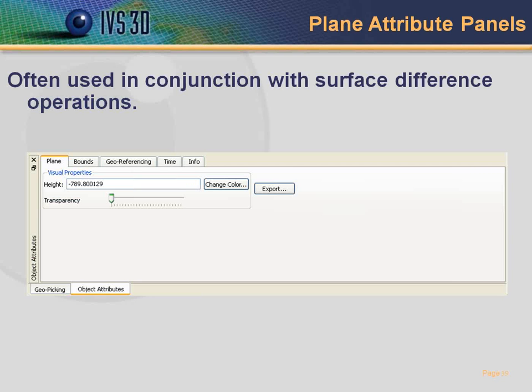Planes, putting a plane in the scene, setting it at a particular height. Often we use it when we have land and sea-based data to put a semi-transparent blue plane wherever the sea level is, and to make it clear that this part's water, this part's land. Mostly it's used in conjunction with the surface difference operations, like I want to set a plane at this height and I want to see the volume or the area of material underneath that plane or above that plane, so on and so forth.